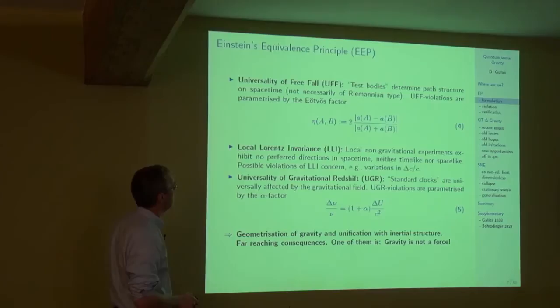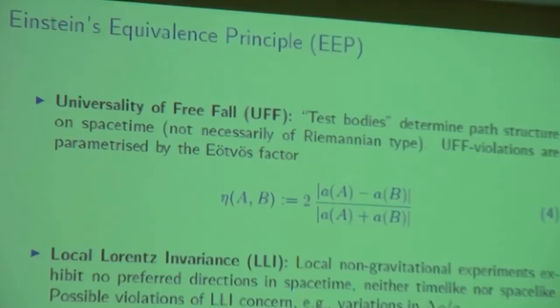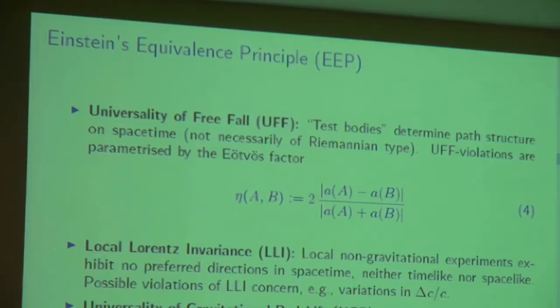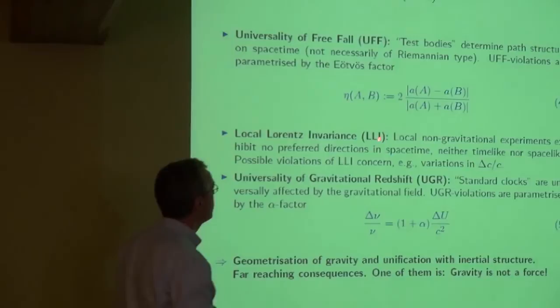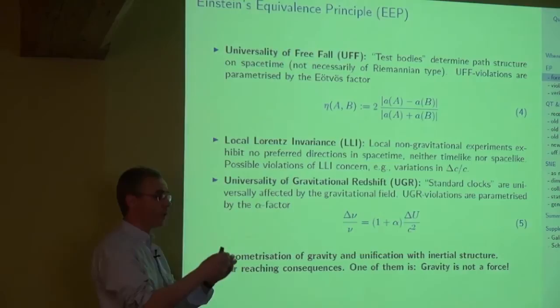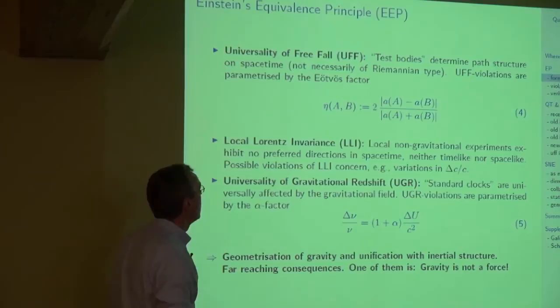Now, violations of this principle are usually operationally encoded in what's called the Eötvös factor, after Baron Eötvös, a Hungarian physicist at the turn of the 19th to 20th century, who made experiments with torsion balances probing the equality of gravitational and inertial mass. And one way to measure the Eötvös factor is just to drop two things and to see whether they fall with the same acceleration. Here's the acceleration of a body A and the acceleration of a body B. And A and B should be quite different in their composition. For example, the ratio of protons to neutrons should be different. And then you take the difference and you divide by the mean. And that's the Eötvös factor. It's a real number.